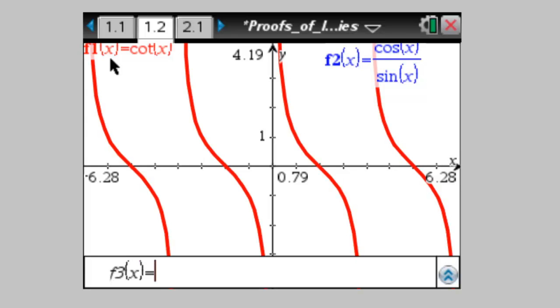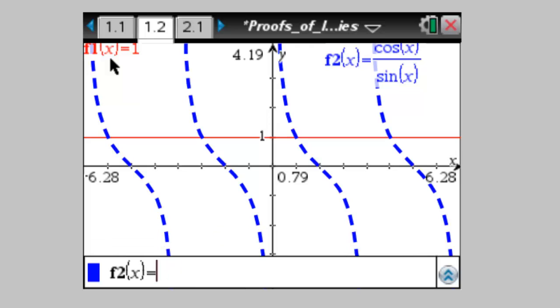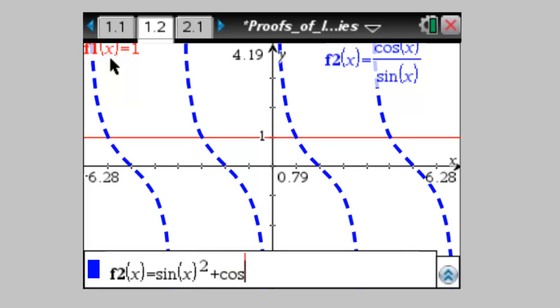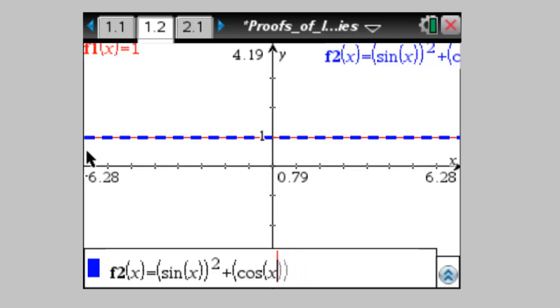So why do these work? Well, notice if I put in 1, I get a constant function. And if I write in, and I do have to type this in a little bit differently on the calculator, the sine of x squared plus the cosine of x squared, notice how it prints. It does write the sine of x squared. I get the exact same constant function of 1.